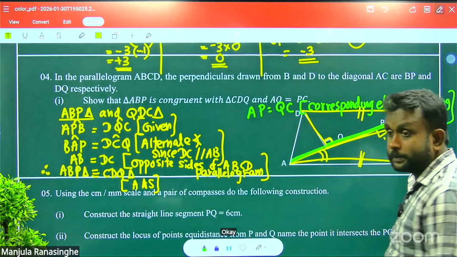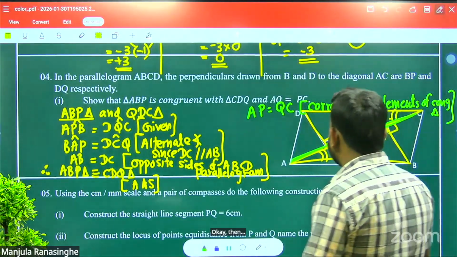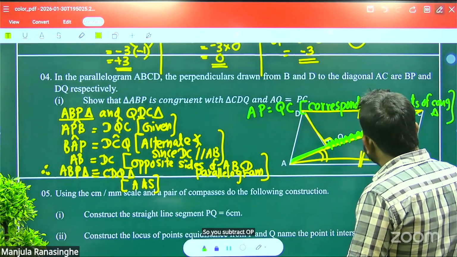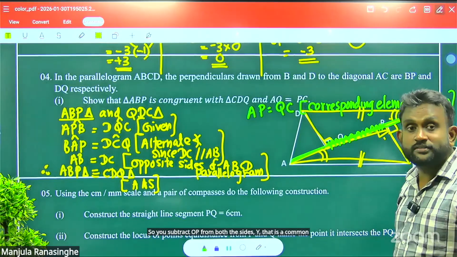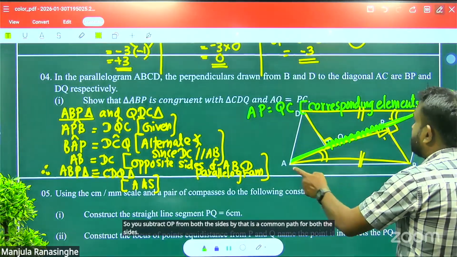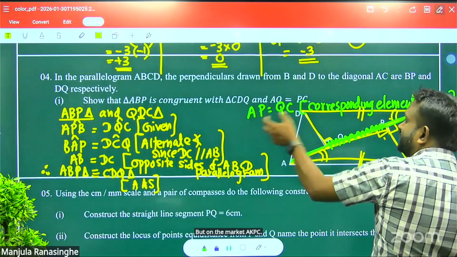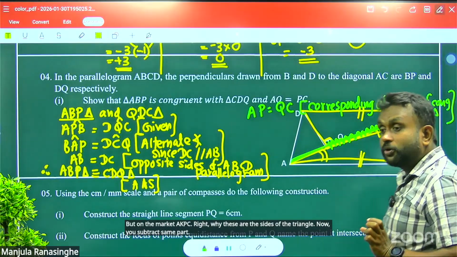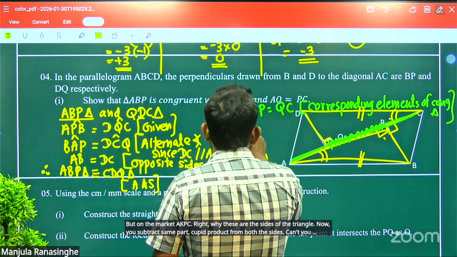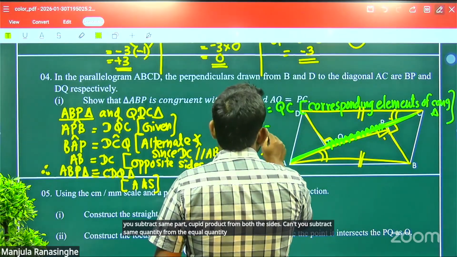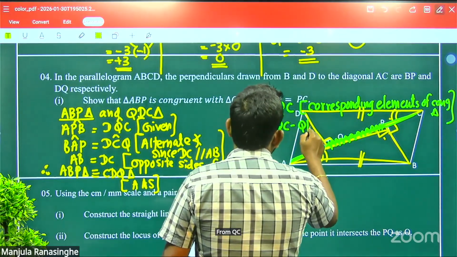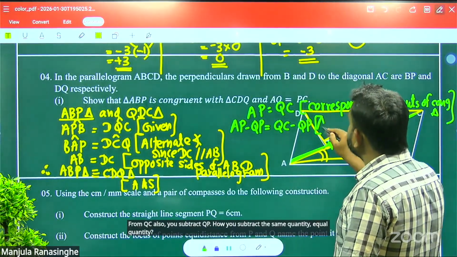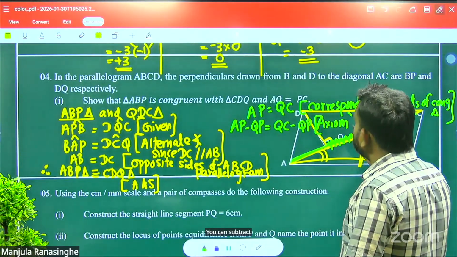Then you subtract QP from both sides. Why? That is a common part for both sides. Now I said AP equals QC. Why? These are the sides of the triangles. Now you subtract the same part, QP, from both sides. Can't you subtract the same quantity from equal quantities? Yes, you can. From QC also you subtract QP. The reason is axioms: you can subtract the same quantity from both sides.